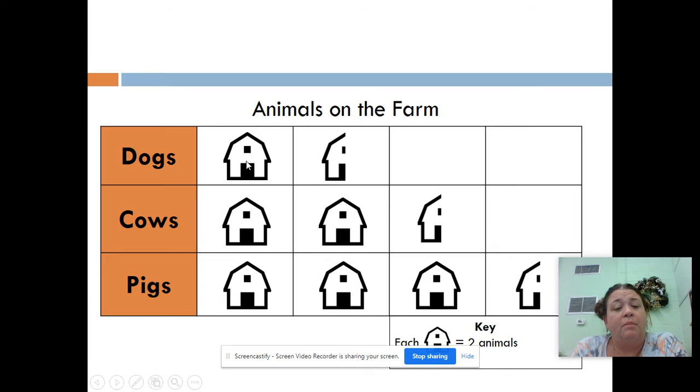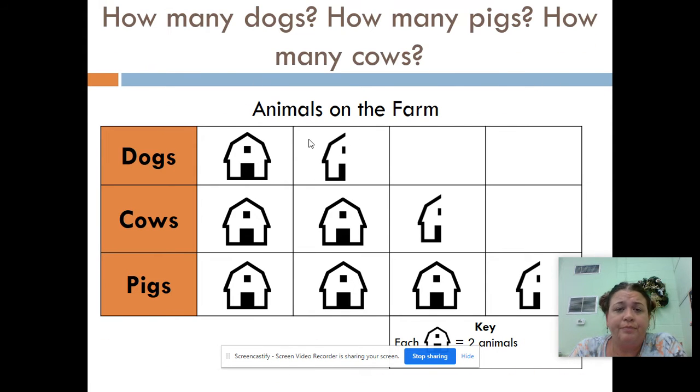So let's look at this one. The barn is equal to 2 animals. So that means a whole barn equals 2. This is half a barn, so it's going to be half of 2. And half of 2, of course, is 1. So how many dogs do I have? Well, I have 2 plus 1 because this is a half of a barn. Every barn represents 2 animals. This is a half. Half of 2 is 1. 2 plus 1 gives me 3.